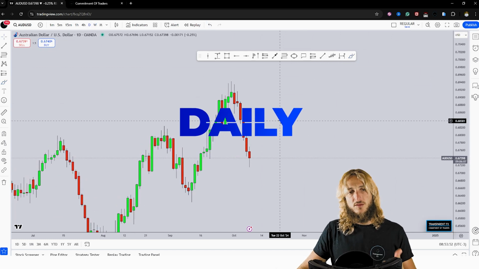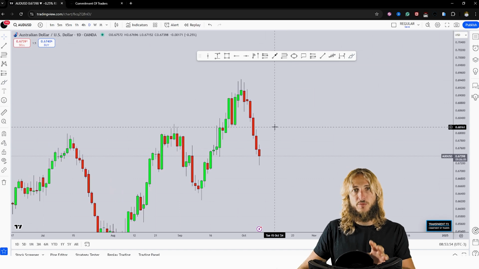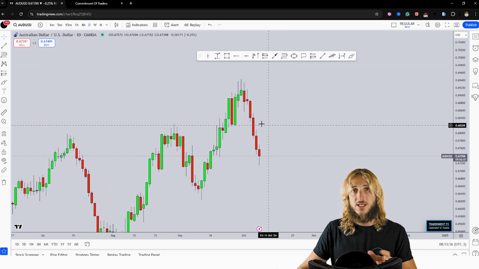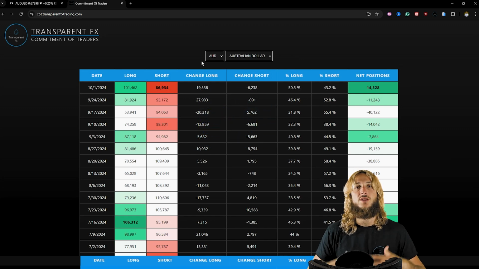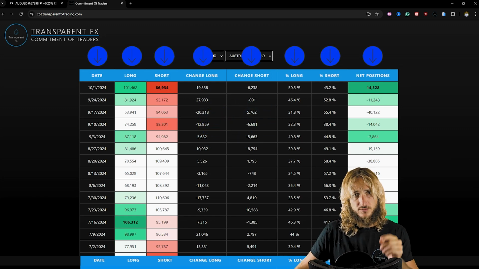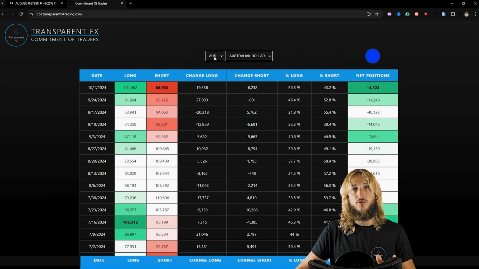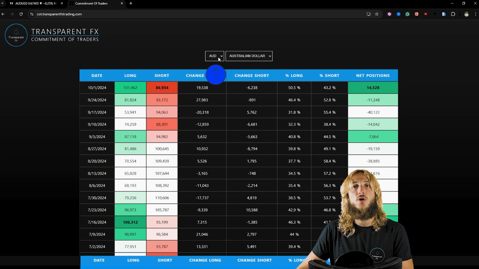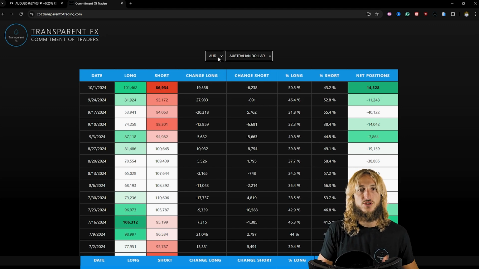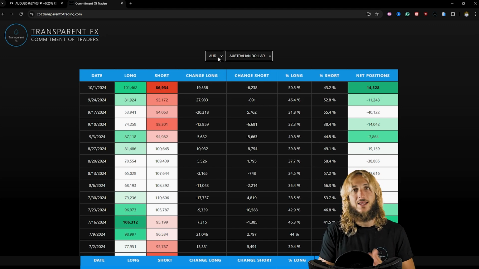Now, before we dig deeper into what we have here from a technical perspective on the daily time frame, first let's go and see what the non-commercials in the market are doing. So essentially the big players in the market. Now, if we're looking at the data for the AUD, the first thing to keep in mind is that AUD already means we're looking at AUDUSD, because all currencies on the spot are traded against the USD.